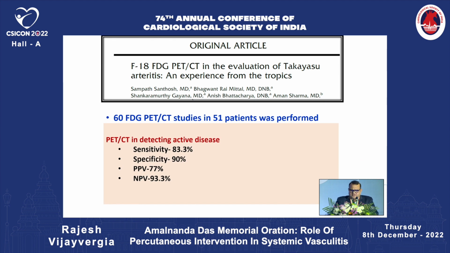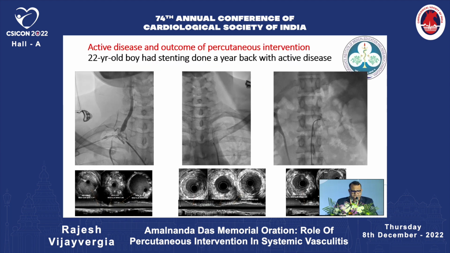We had a publication regarding the role of PET-CT to have an idea about the active disease in Takayasu aortoarteritis and found a sensitivity and specificity of 83% and 90% respectively. What happens in case you have done the intervention in the active disease?